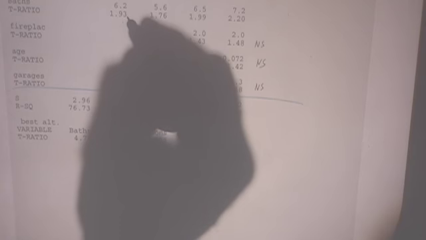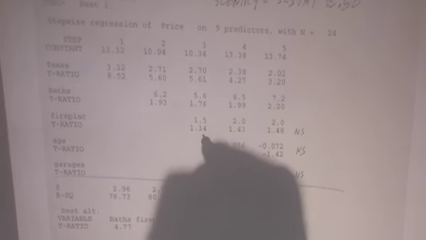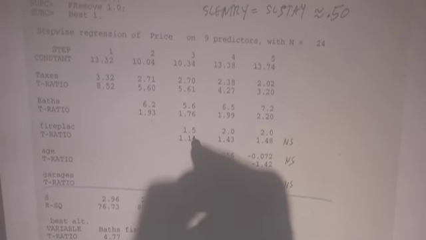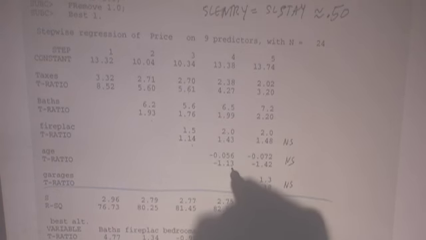So first I got taxes to go in, then I got BAS to go in, the second. We already knew that was going to happen. Then let's see what I got. I got fireplace to go in. And none of the other t statistics drop below 1, so I can't drop any of them out. Then I got age to come in. That is a t statistic of negative 1.13, so an absolute value bigger than 1. None of the other t statistics drop below 1, so I can't drop any of them. And then I finally got garages to come in. And none of the other t statistics went below 1, so I kept it.